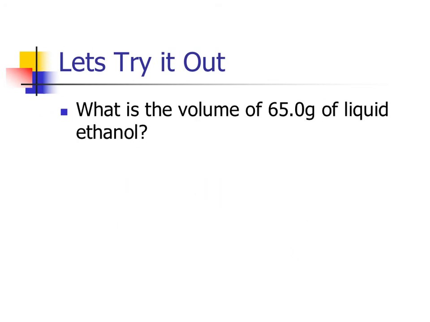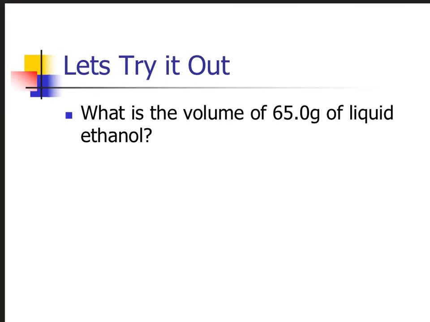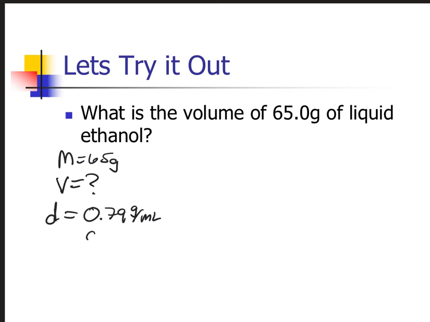So here we have another example. This time we're solving for volume, and we are asked to remember the density of ethanol. And so we write out what we have here. Again, always writing out what we have to help us out. The mass is 65 grams. Volume, in this case, is unknown. The density, if my memory serves me right, is 0.79 grams per milliliter, or it would also be written as 0.79 grams per centimeter cubed.